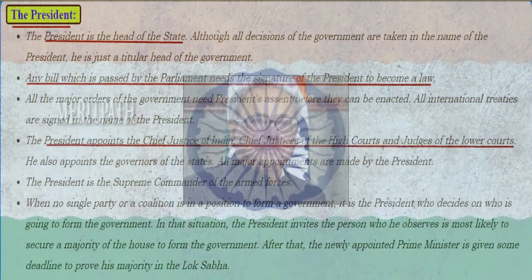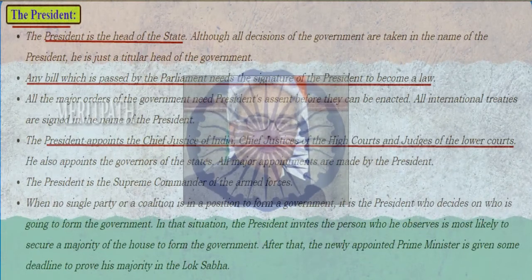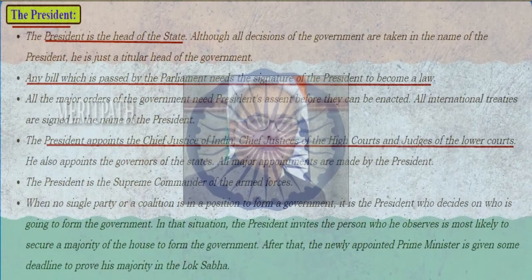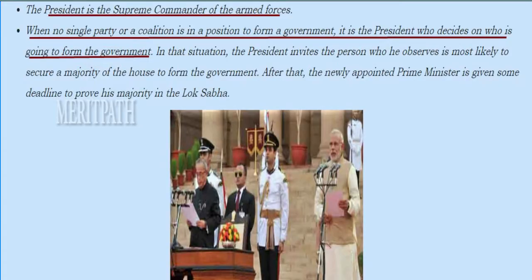The President appoints the Chief Justice of India, Chief Justices of High Courts, and also the judges of lower courts. He also appoints the Governors of States. All major appointments are made by the President. The President is the supreme commander of the armed forces.